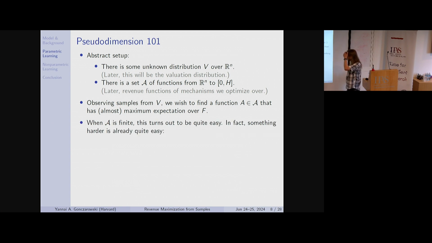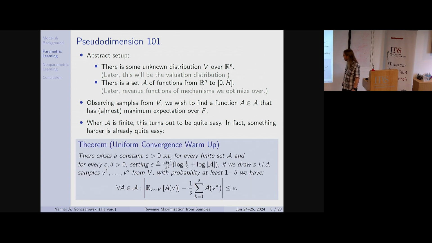over this distribution. Assume for a moment, as a warm-up, and this will stop being true in a second, that the set that we maximize over is finite. This is obviously not going to be the case with continuous prices and whatever, but assume this for a moment. Then this turns out to be quite easy, and in fact something harder is already quite easy.